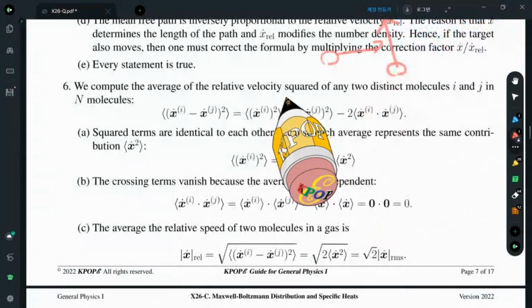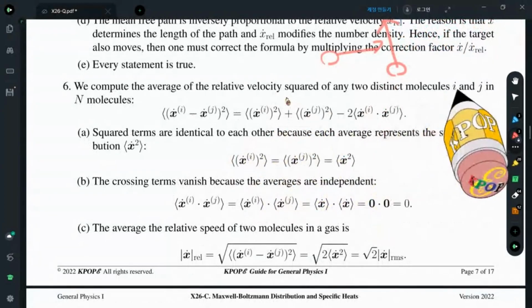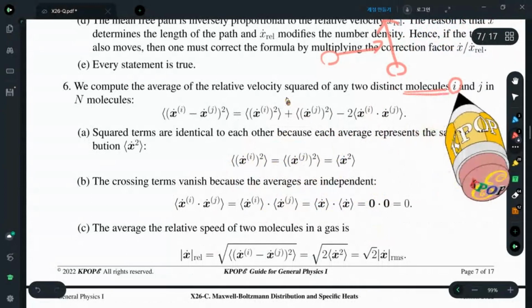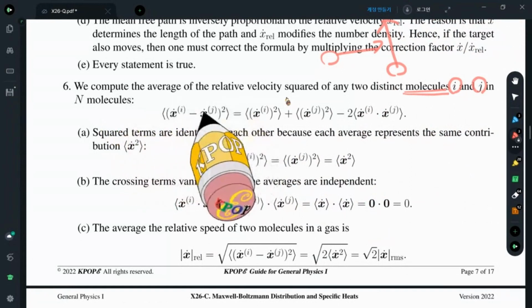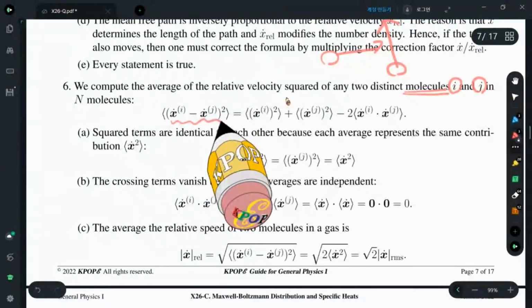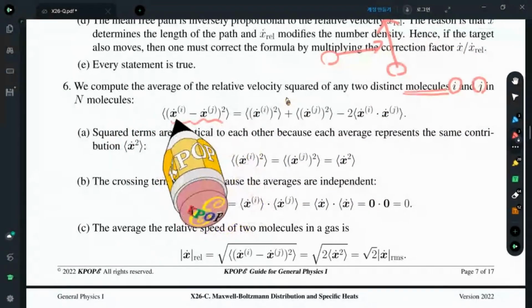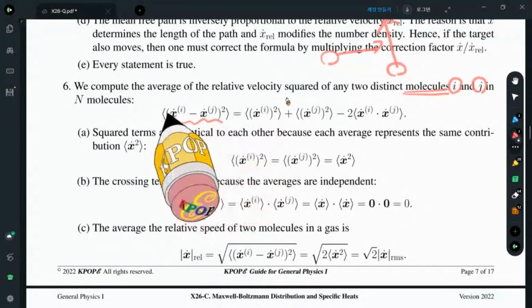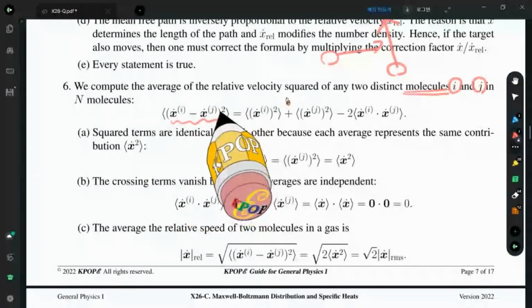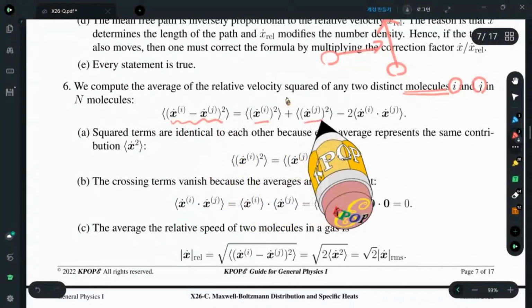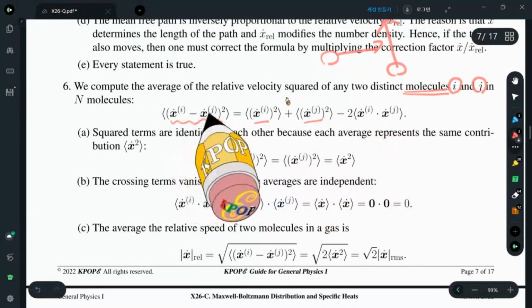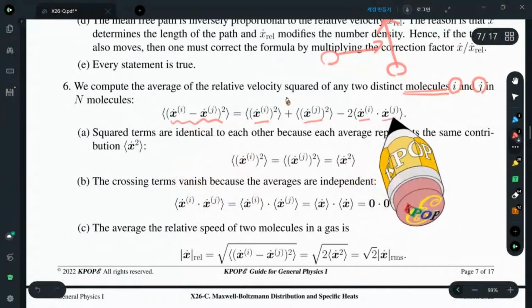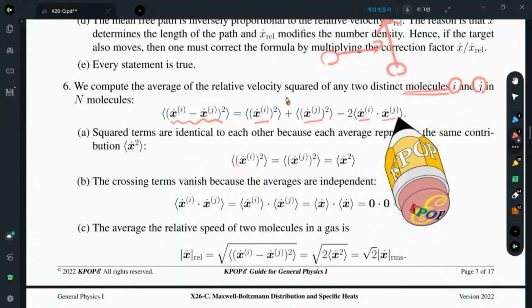If you want to consider two particles, here a molecule i and j, why don't we compute the average relative velocity? The average relative velocity is just the relative velocity squared, averaged. If we expand this, each velocity squared is subtracted by the scalar product of the ith molecule and the jth molecule.